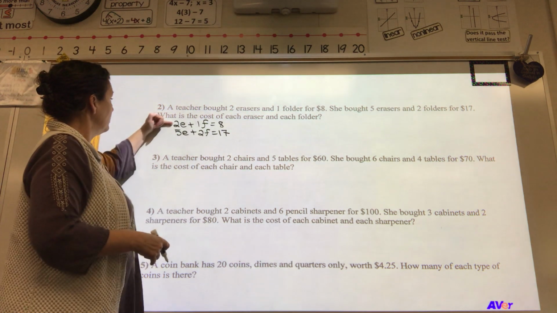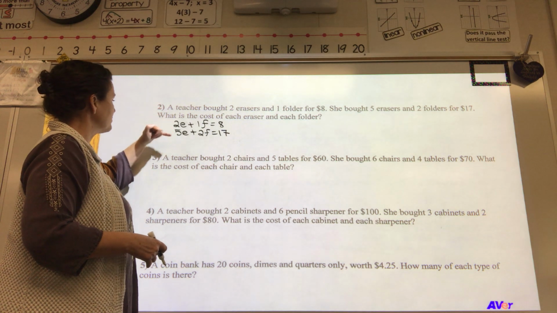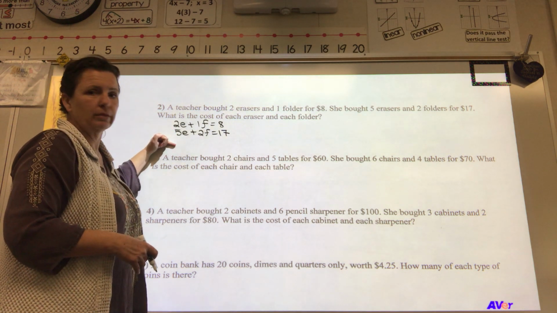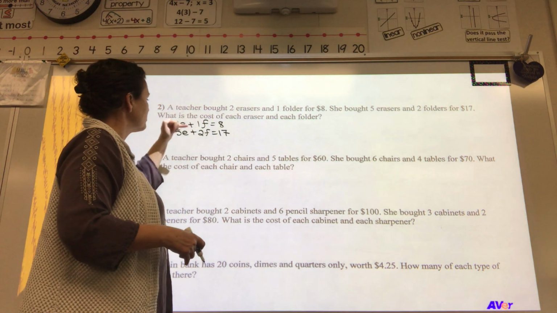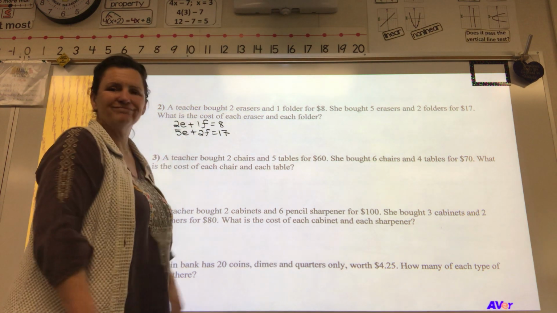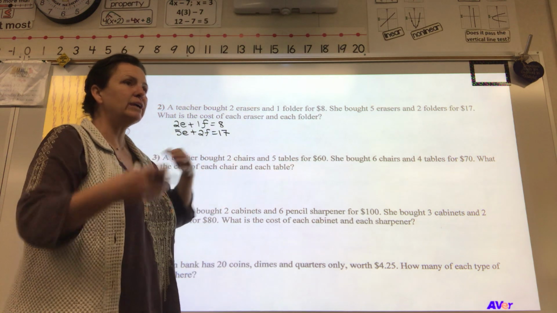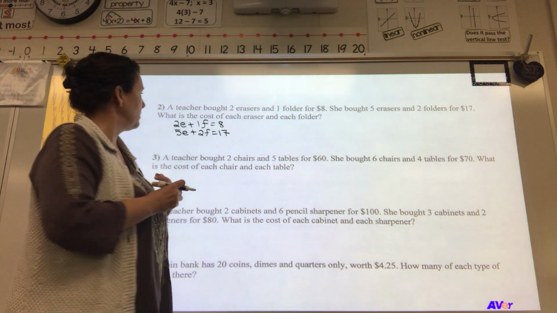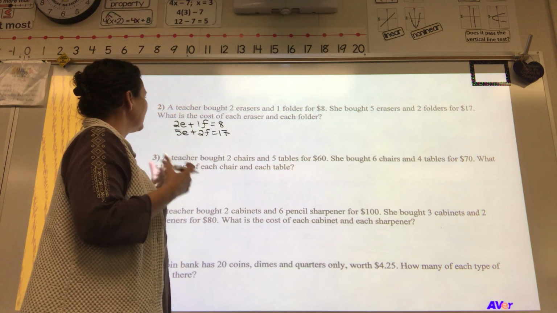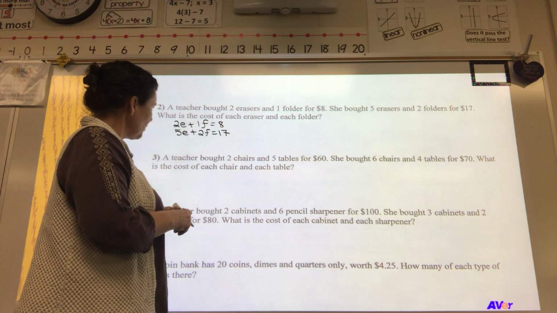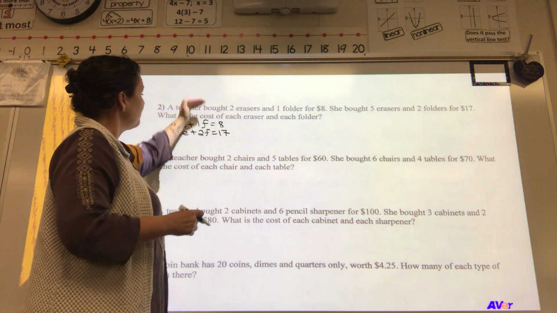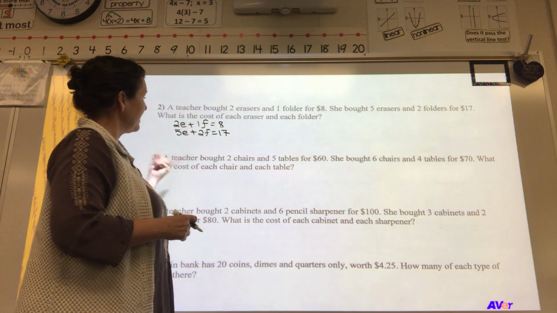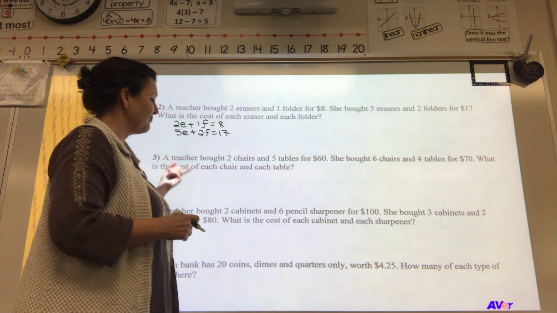Let's check it out. 2 erasers plus 5 more erasers is 7 erasers. That didn't eliminate. Let's try the next one. 1 folder plus 2 folders is 3 folders. Remember, we're looking to eliminate something. So our goal is to eliminate something. So we can eliminate the erasers, or we can eliminate the folders. In this case, I think it might be easier to eliminate the folders.